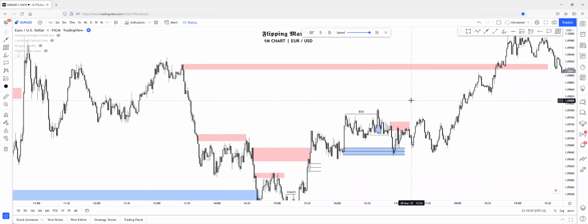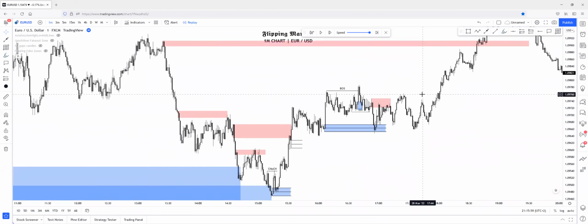Can you do a rapid backtest on random? No, I can't, because TradingView only allows you to backtest the last maybe 4 or 5 weeks. So I can only backtest March.